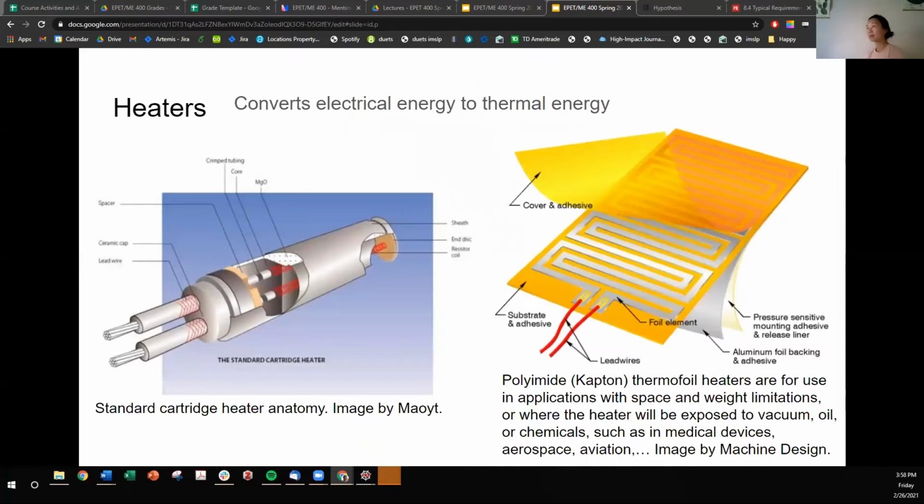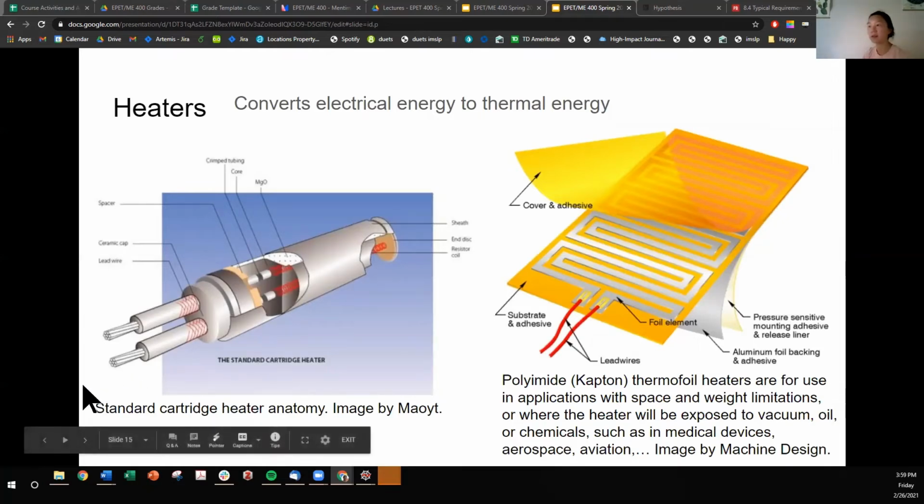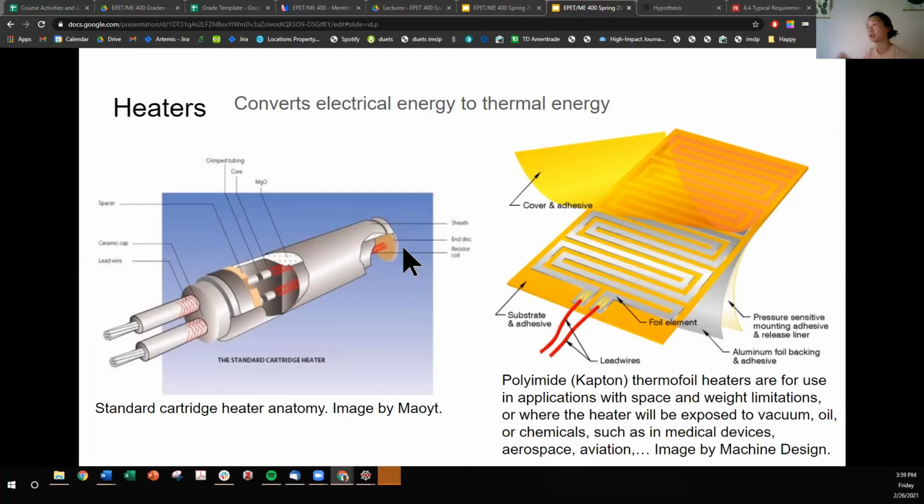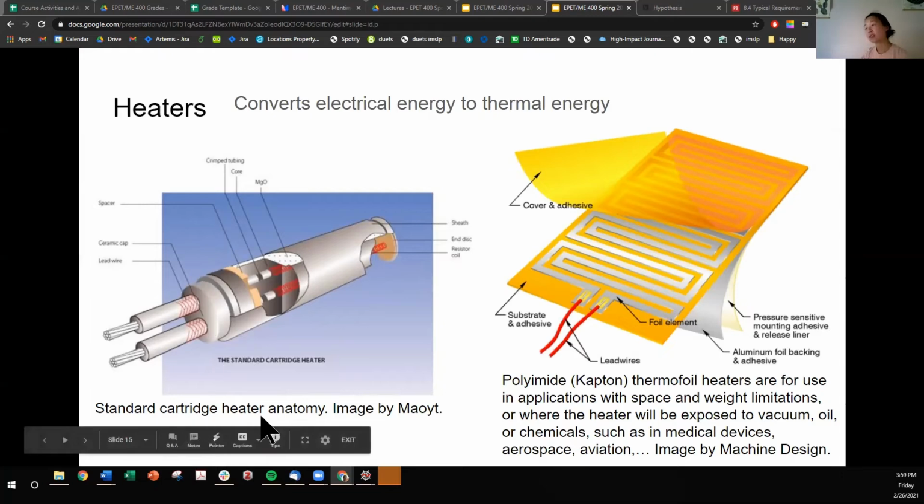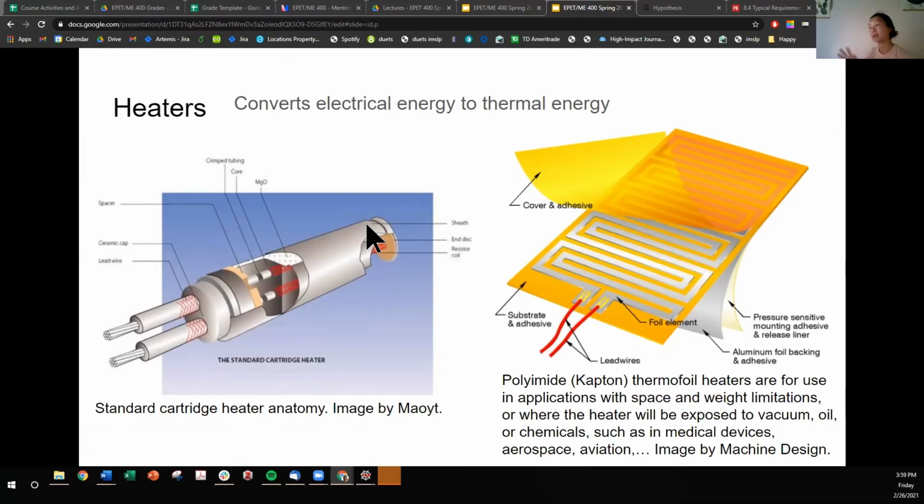All right, so active components: heaters convert electrical energy to thermal energy. I have here two different geometries of heaters. They all will have lead wires, some positive and some ground, and that's the transfer of electrical energy. And then there are mechanisms within that convert the electrical energy to thermal energy. Now, this cylindrical heater is a cartridge heater. Typically the way that it is used, it's slotted into a component that needs to be warm. So this would be at the core.